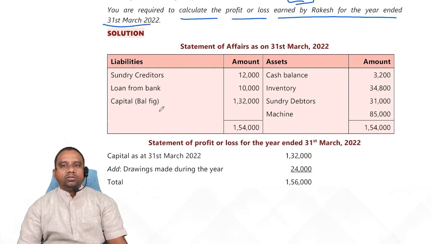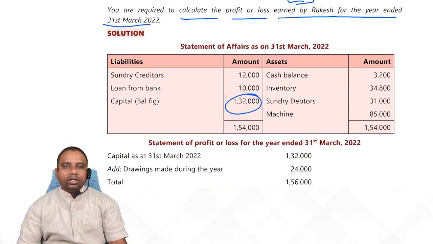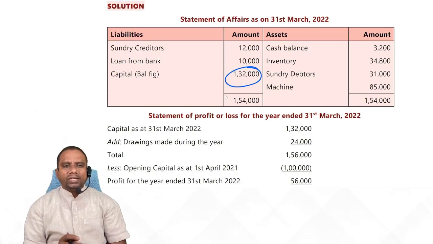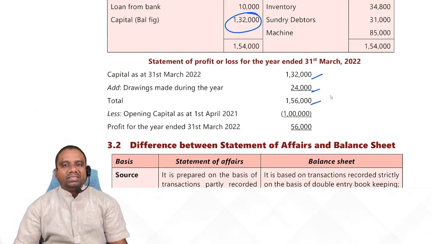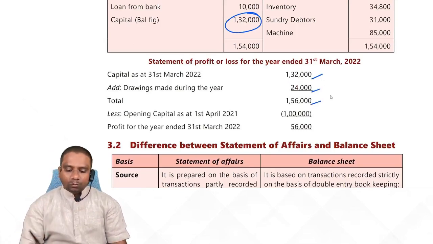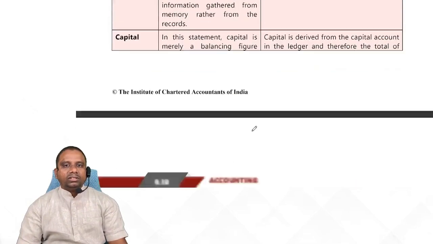First calculate the statement of affairs here. Okay. Closing capital is 1,32,000. Closing capital is compared with the opening capital. Closing capital 1,32,000. Drawings made during the year 24,000. Add, total 1,56,000. Opening capital 1 lakh. Difference is nothing but your profit. Is it clear, students? Next one.